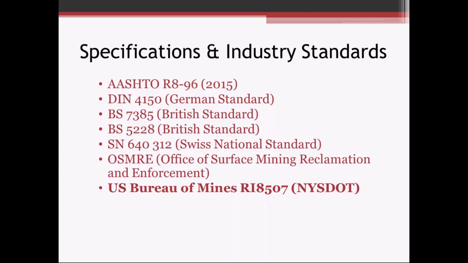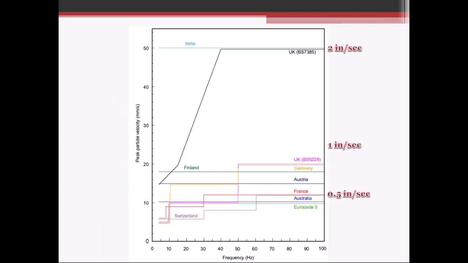New York State DOT uses that RI 8507. I think RI stands for Research Initiative or something like that. And there's a whole bunch of other ones, probably a dozen, maybe more. And there's no one size fits all standard. So you really shouldn't just apply one standard and cherry pick standards here and there. They're all a little bit different.